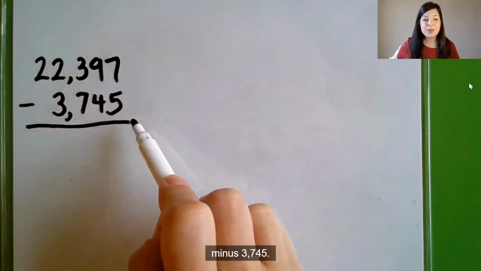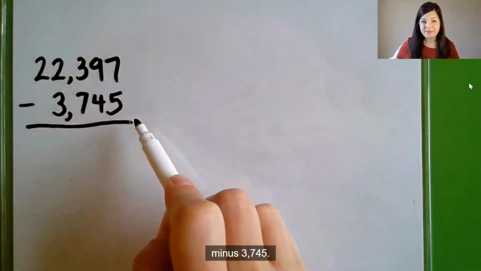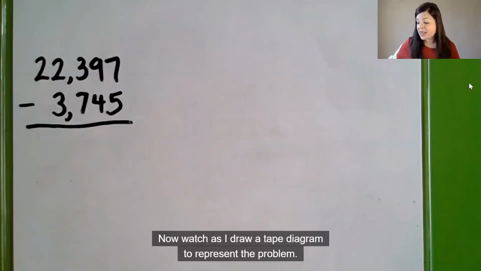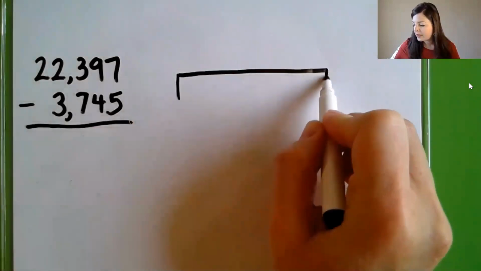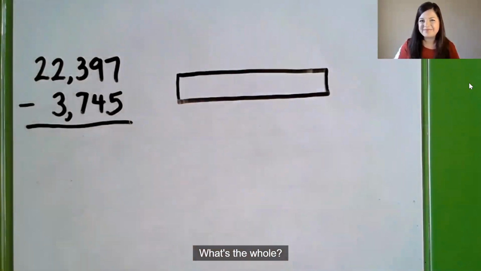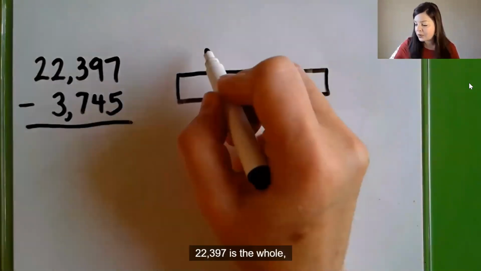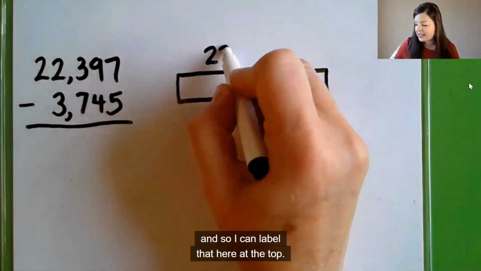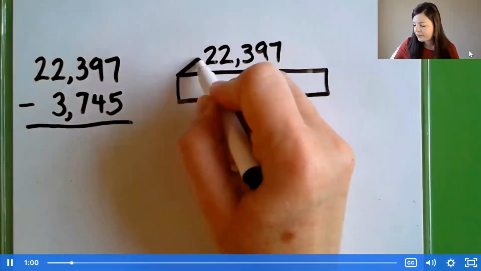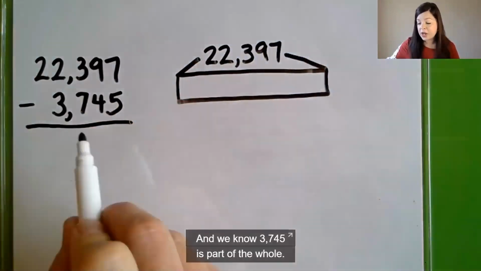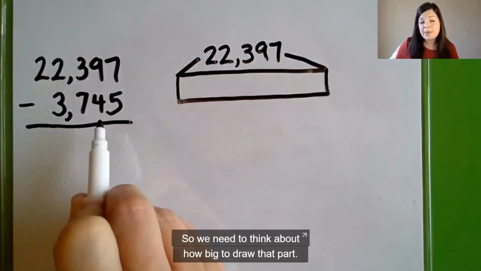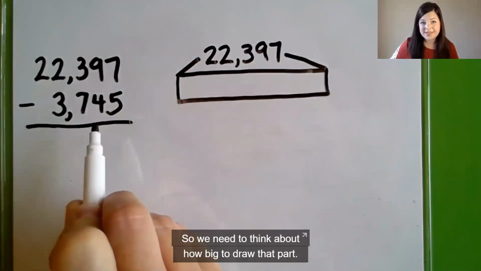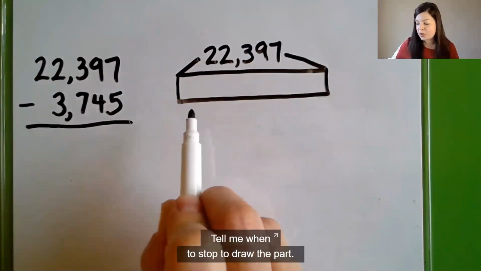22,397 minus 3,745. Now watch as I draw a tape diagram to represent the problem. What's the whole? 22,397 is the whole, and so I can label that here at the top. And we know 3,745 is part of the whole, so we need to think about how big to draw that part. Tell me when to stop to draw the part.